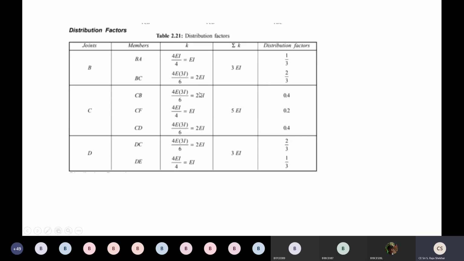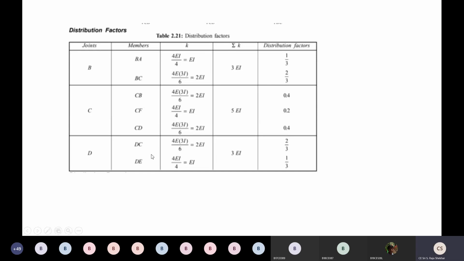So now we need to calculate joint stiffness, which is equal to the sum of these stiffnesses. This 2EI, 2EI, EI, so 5EI. Joint stiffness sigma K is equal to 5EI for the joint C. Now we need to calculate distribution factors for CB, CF and CD. CB distribution factor is 0.4, that is 2EI by 5EI. EI by 5EI, 0.2. 2EI by 5EI, 0.4. Like that we'll get distribution factors for the members CB, CF and CD.